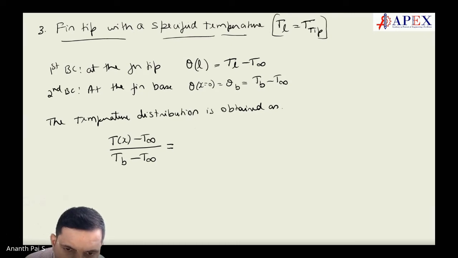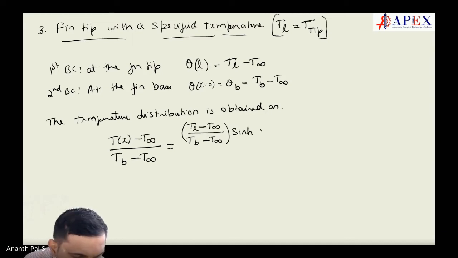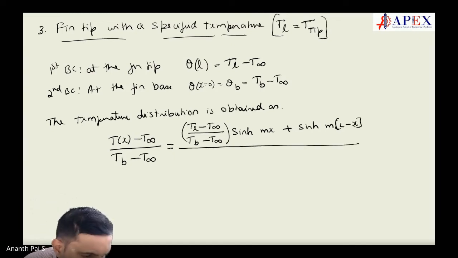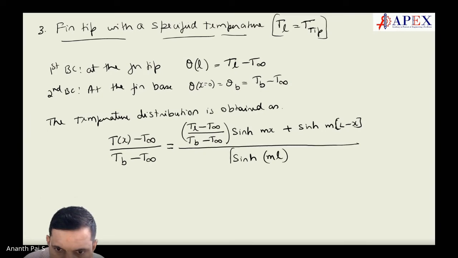T of L minus T of infinity divided by T of B minus T of infinity into sinh(mx) plus sinh(m(L minus x)) divided by sinh(mL).